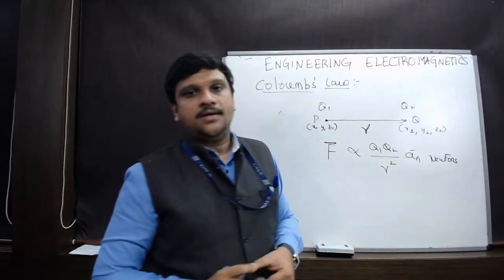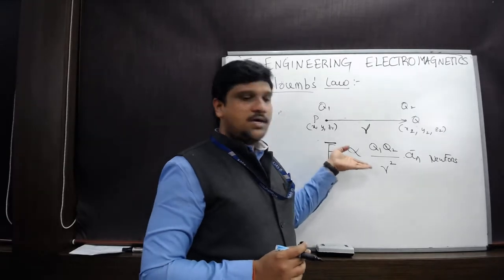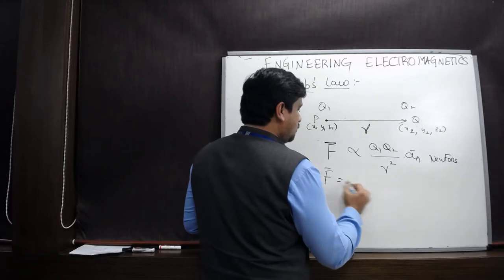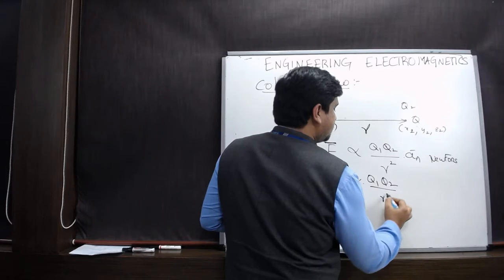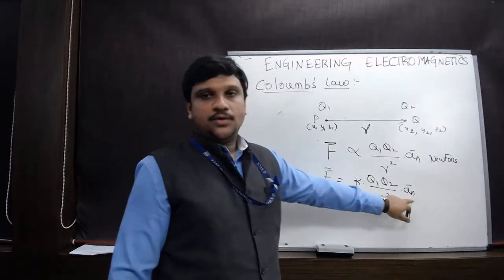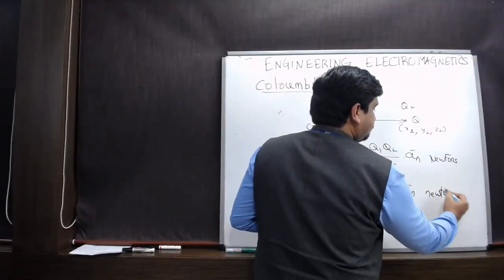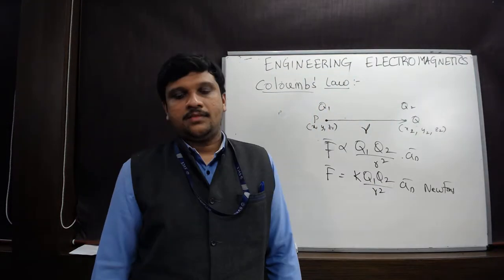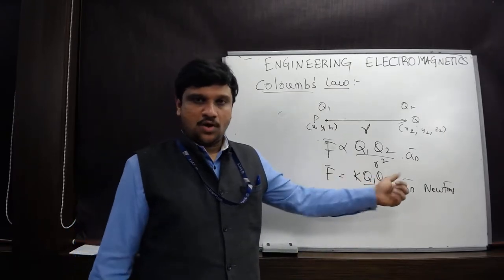The unit for the force is newtons. And if I want to change this particular formula, we have something like this: F bar is equal to K into Q1 Q2 by R square into A. This A is called the unit vector, and the force here is in newtons. Now this is the formula which we got for Coulomb's law.